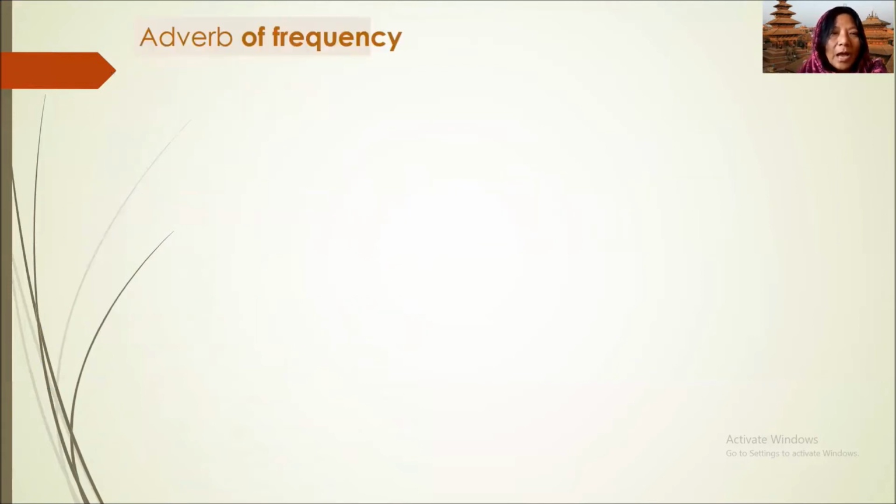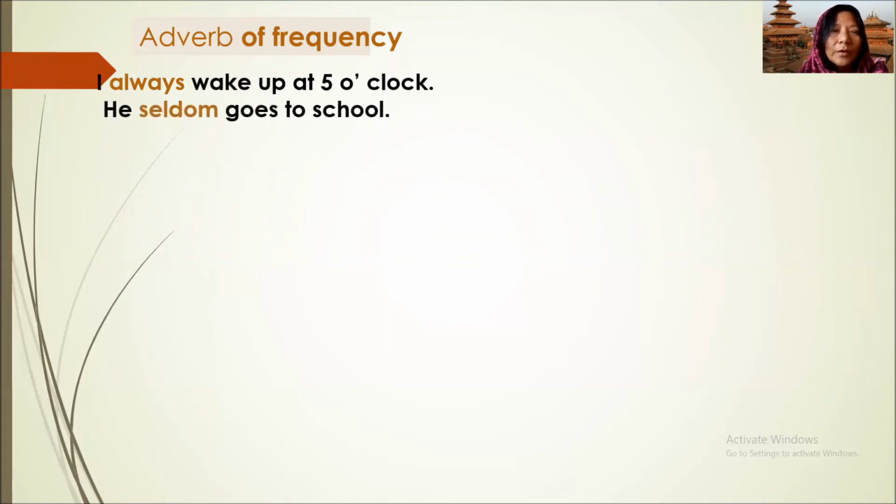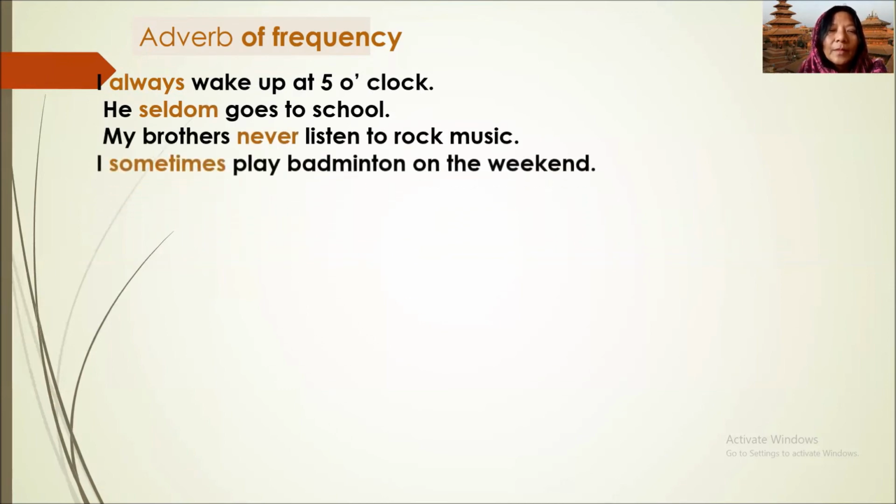Now, adverb of frequency. Do you have any idea about adverb of frequency? Now let me explain here. I'm showing you some sentences. I always wake up at 5 o'clock. He seldom goes to school. My brothers never listen to rock music. I sometimes play badminton on the weekend. In these sentences, which words are adverb of frequency? Always, seldom, never, sometimes, they are adverb of frequency. How are they adverb of frequency? Now I'm going to explain.